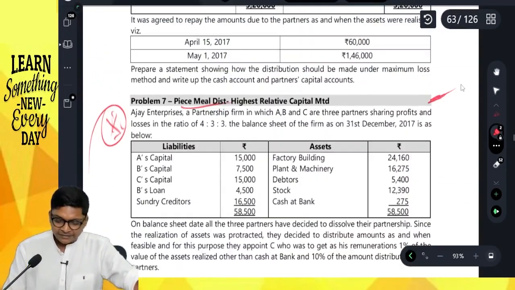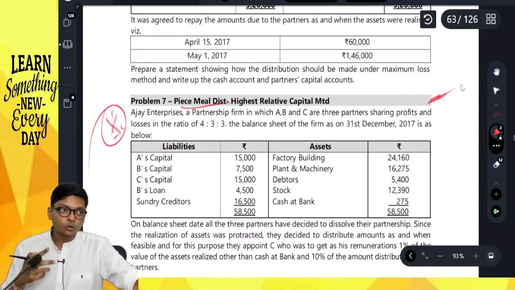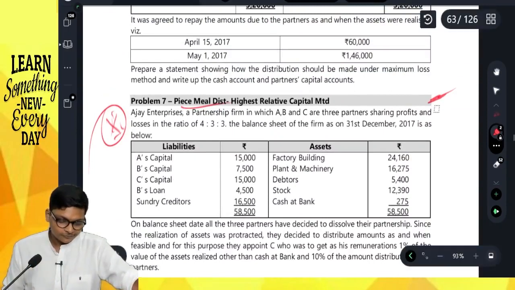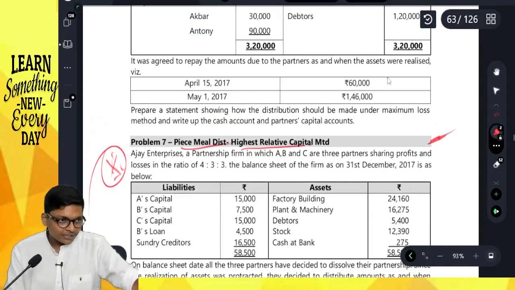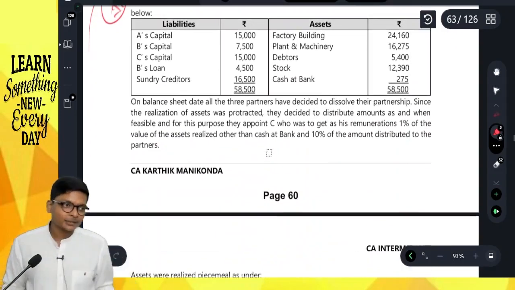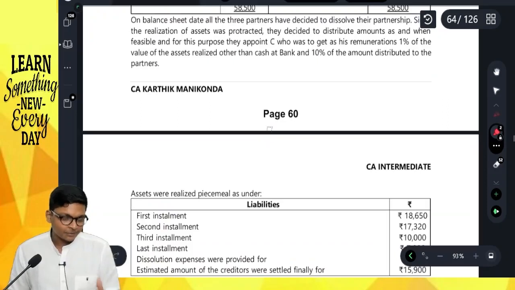Recently, last week I did 7 in one more class. That sum took 2.5 hours, one movie. This one was never asked before. It came in the exam, highest relative capital. Maximum loss also came. This also has come. It's there in the syllabus, 100%. The same sum is there in the study material.